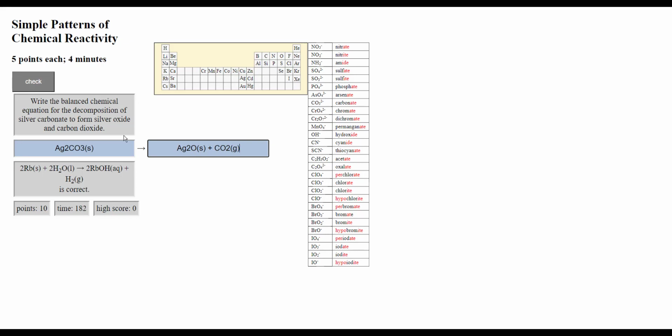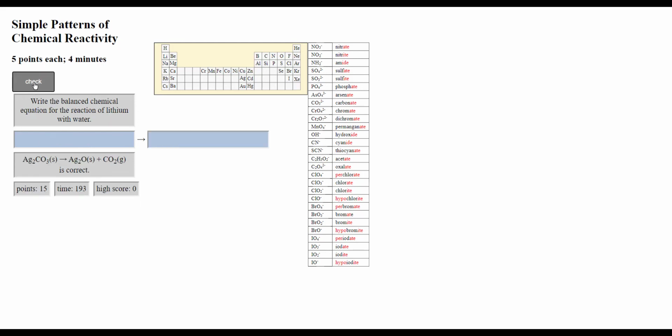All right, so let's have a look at this one in terms of balancing. It looks pretty good. I don't think we have to do too much. I've got the 2 silvers on both sides, and the oxygen and the carbon dioxide. It looks like there's nothing to balance, so I'm going to say yep, that looks pretty good to me. And I think that's probably good enough for this tutorial.